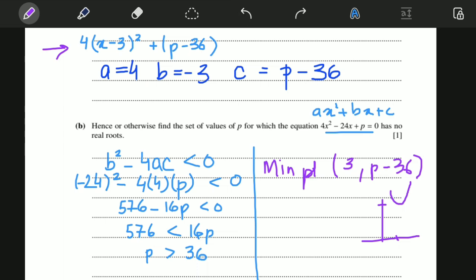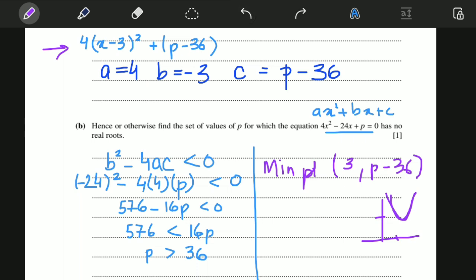Okay, or let's draw this a bit below because we don't know what p - 36 is. So by plotting this, from this information we can infer that in the question they have given that this equation has no real roots. If there are no real roots, that means there is no point of intersection, because for imaginary roots, this curve is not going to intersect your x-axis.